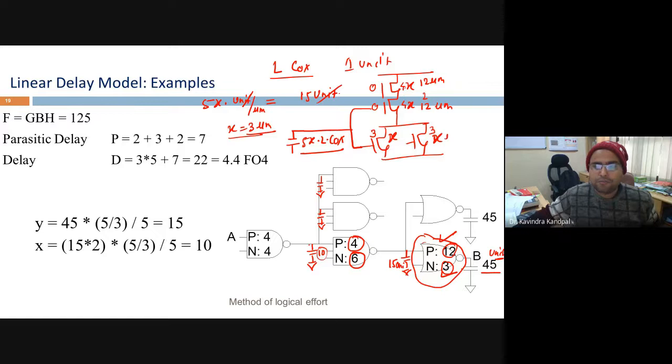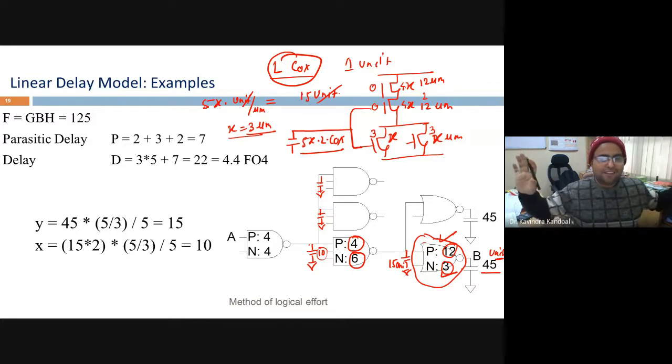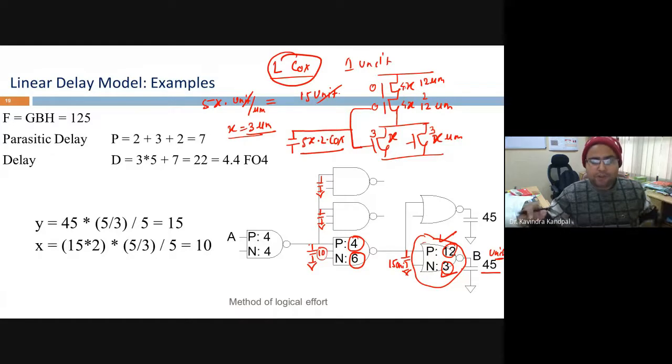Can I say yes or no? Yes, sir. If you know the value of L into COX, can you compute these things or not? Just tell me this thing. If I give you L into COX, can you work out and find out the value of width of PMOS and NMOS? Yes or no?